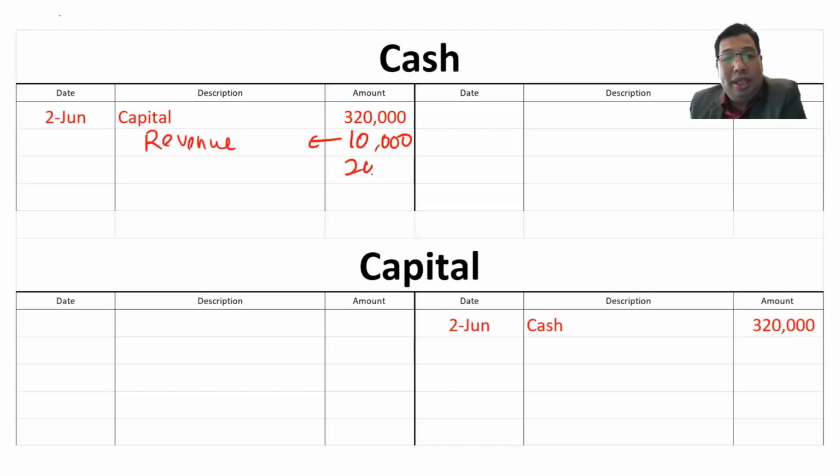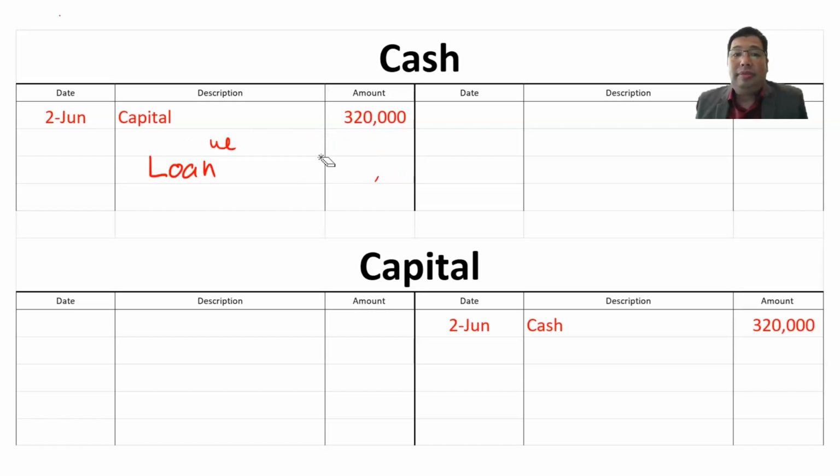Or maybe you have another 20,000. This 20,000 comes from your loan liability. So this helps readers of these T accounts to understand what the transactions are.